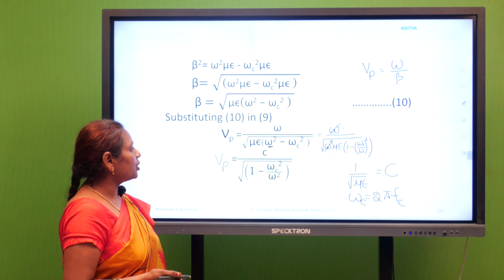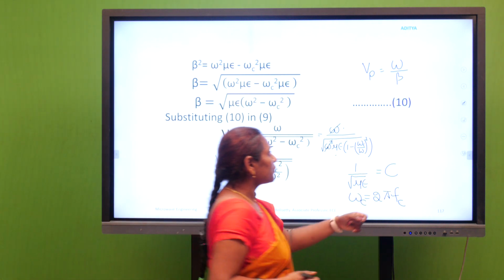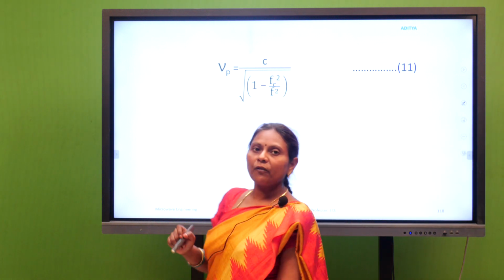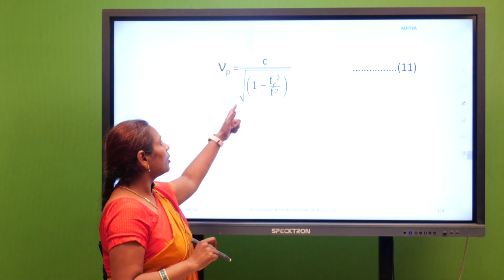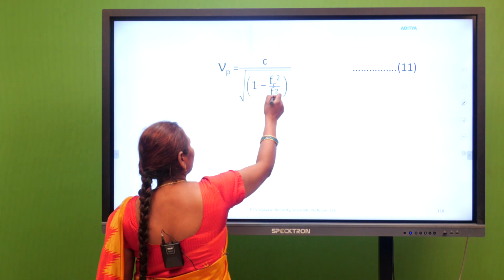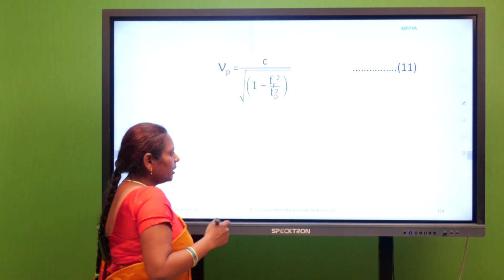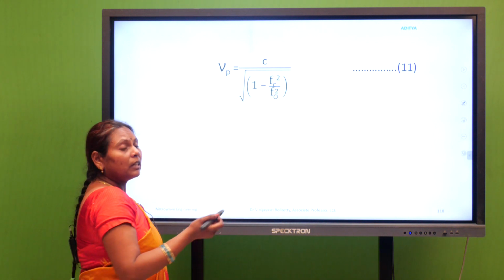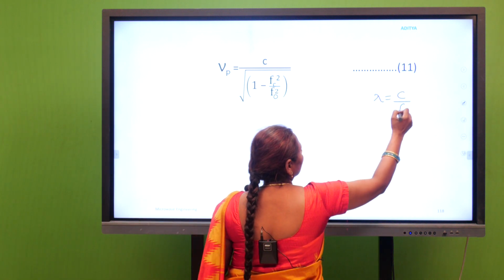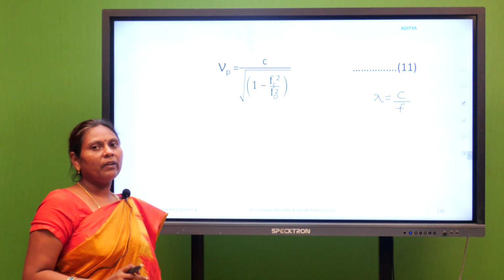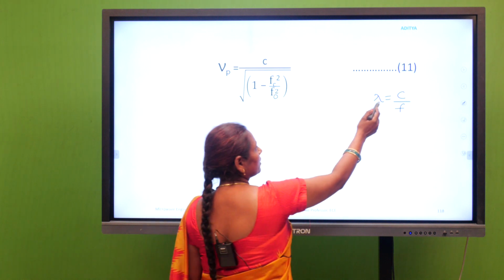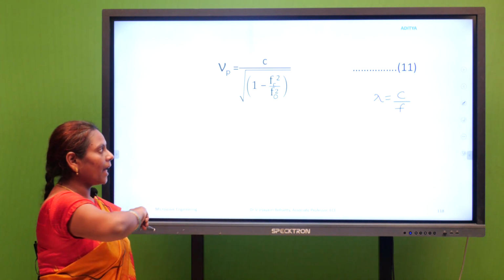So the same expression we can express in terms of fc and f naught. So the phase velocity Vp is equal to c by root 1 minus fc square by f square, or we can also call it as f naught square. And similarly we have the relation that lambda is equal to c by f, as the frequency and the wavelength are inversely proportional. We can write that f as c by lambda.